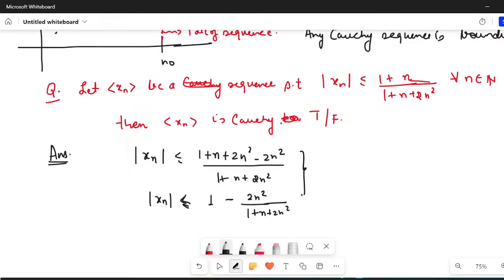Okay, so this approach fails. Let me not go through this approach. Let me try some other approach. So what do you think the right approach would be? What do you think the right answer would be? Do you think that xn should be convergent? Please let me know. Is there anybody on the chat? Do you know the answer to this? So this approach is not going to work. Then what should I do? What approach should I take?